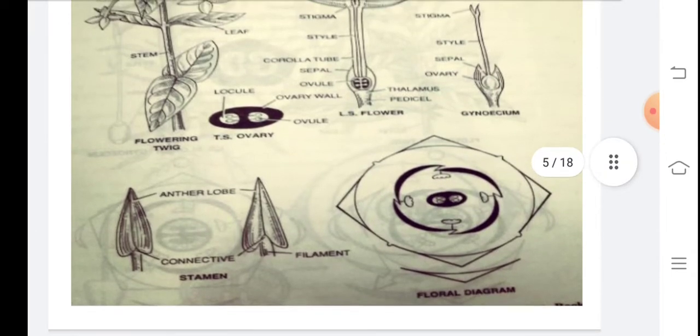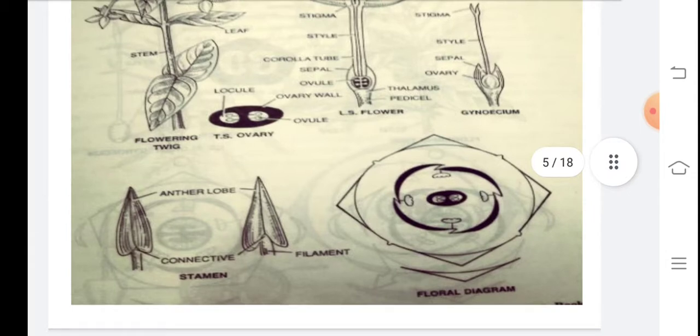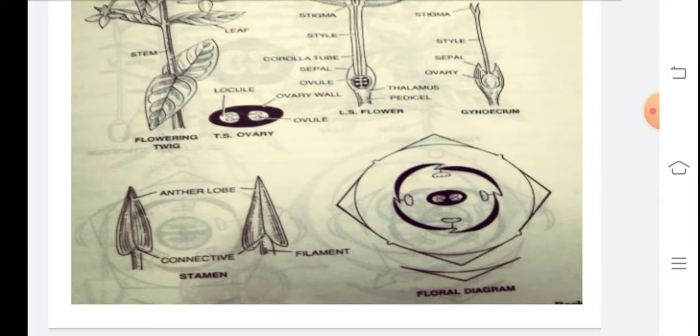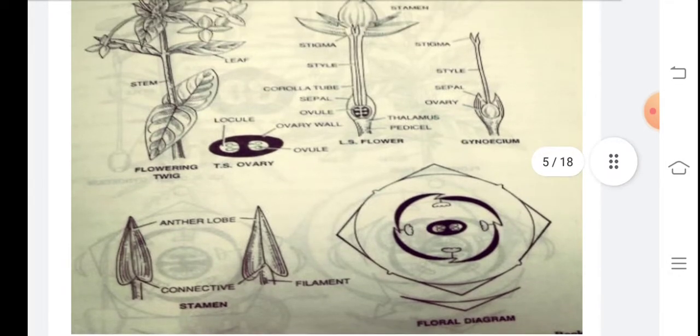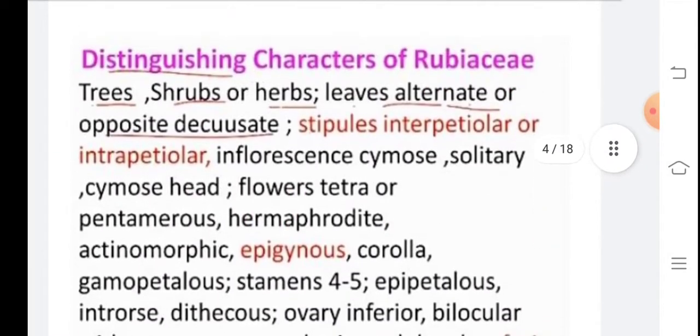And this is the floral diagram. So you see outermost are the calyx, they are gamosepalous and fused, right? Then here the four sepals, four petals are shown. When they are observed generally four, but sometimes they may be five. Then bract is there, bracteate. So just we will see about the characteristics.